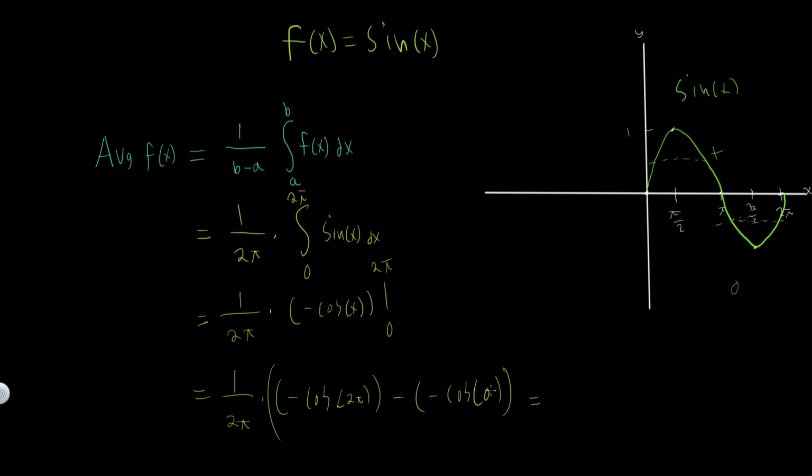Alright, let's evaluate it. So inside we have negative cosine of 2 pi, that's -1, because cosine of 2 pi is 1. So we have 1 over 2 pi times -1 minus negative cosine of 0. So cosine of 0 is again 1. Negative that is negative 1. So minus negative 1. And this is equal to 1 over 2 pi times, well, negative 1 minus negative 1. That's just negative 1 plus 1, which is just 0. 0 times 1 over 2 pi, that's just 0. So the average value of this function from 0 to 2 pi is 0.